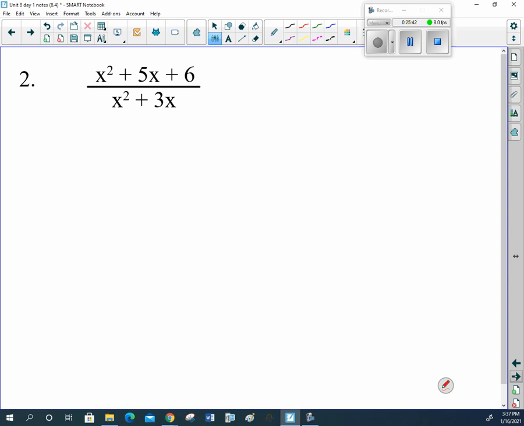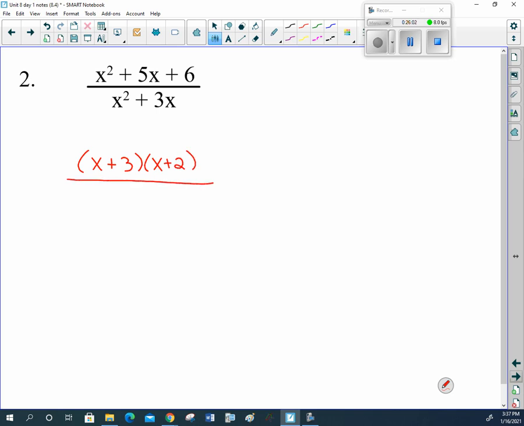Okay, this one. So this is a no-no. Remember, this is exactly what we cannot do. We can't just start crossing things out because it's not factored. We can't reduce it until it's factored. So what we're going to do is factor the numerator. So that's going to go to x plus 3 times x plus 2.